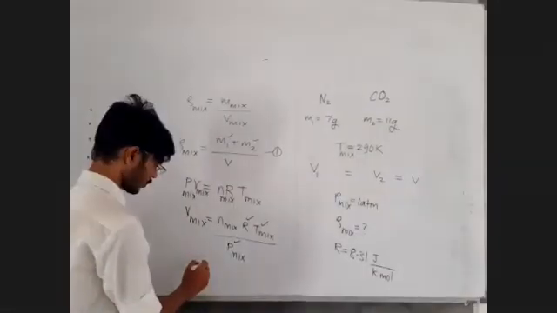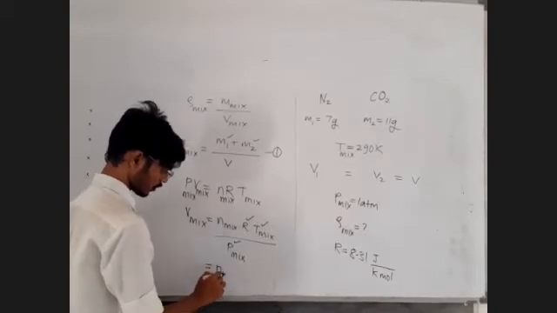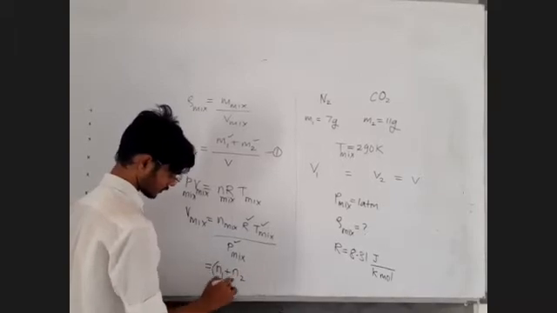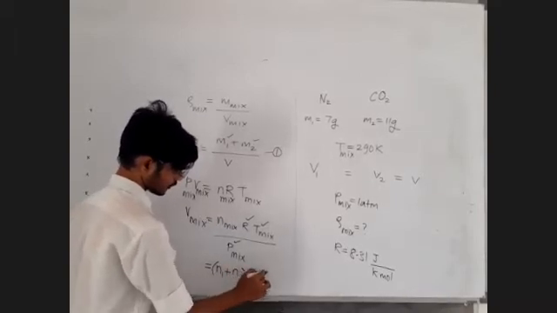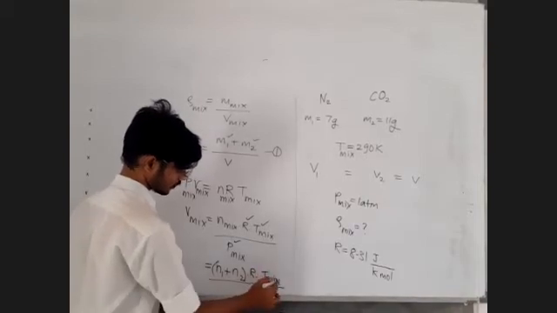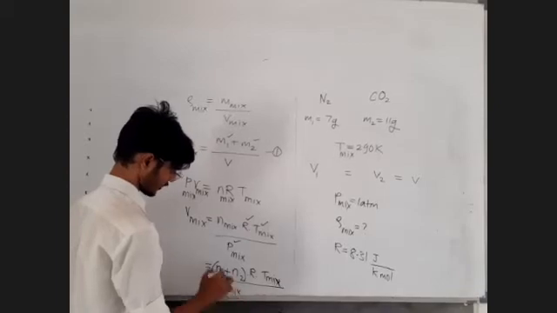How to find out number of moles of the mixture? Very simple. Total number of moles of the mixture is equal to number of moles of the first gas plus number of moles of the second gas. Then this R into temperature of mixture as it is. I hope the logic is clear to you. Now what remains is only the calculation.